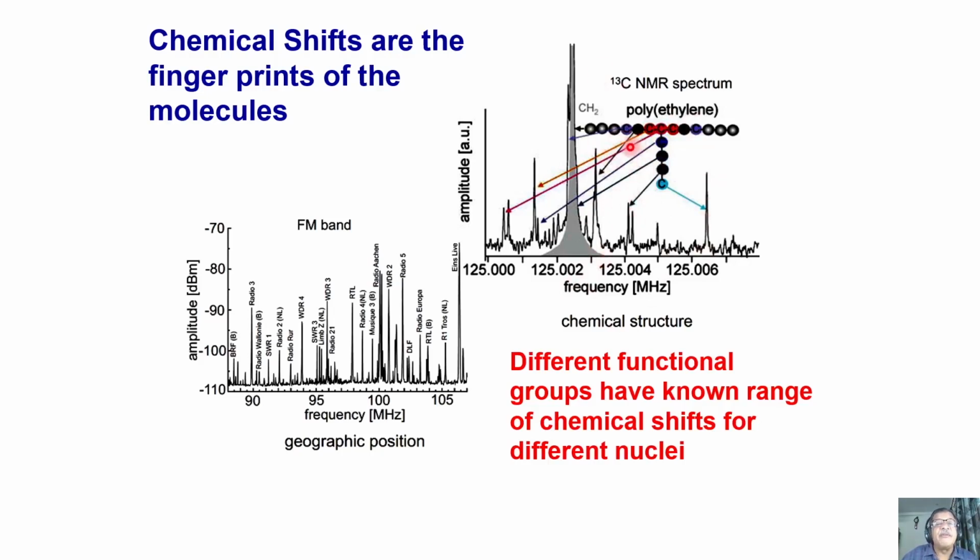depending on the region, more or less people have classified different functional groups which are resonating at different frequencies of the NMR spectrum. This is why we can say the NMR spectrum is like a fingerprint of the molecules. It's like fingerprints, like a radio frequency signal. If there is a frequency here, I know it is a Bangalore station. There is a frequency here, I know it is a Delhi station. There is a frequency here, I know it is a Mumbai station, like that. So we can identify the frequencies based on the functional groups.